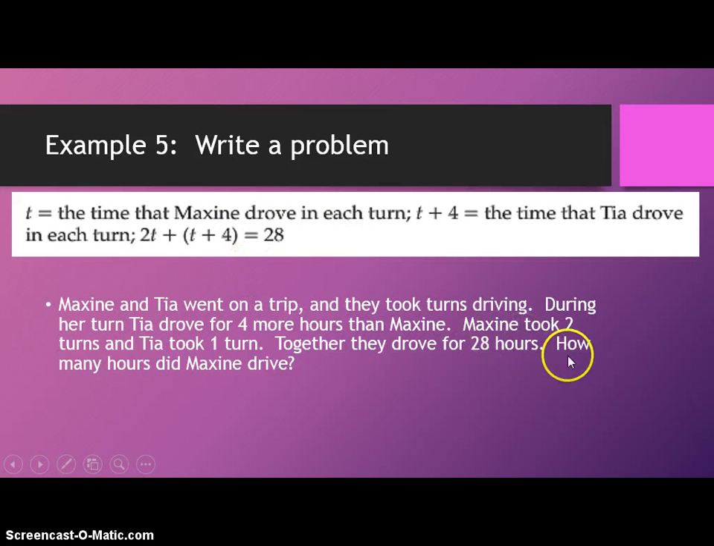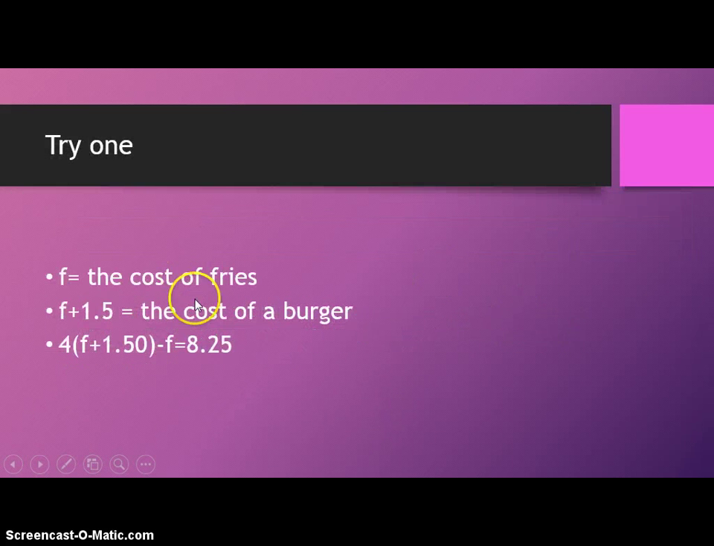And you're making a problem, so you want to ask a question. How many hours did Maxine drive? You want your question to be based on the lone variable, the t equals, or the x equals, whatever you're choosing, because we can find t, and if we need to, we could find the t plus 4 as well. We could find the time that Tia drove. Here's one for you to try. This will be the last one you'll have to do to turn in tomorrow.